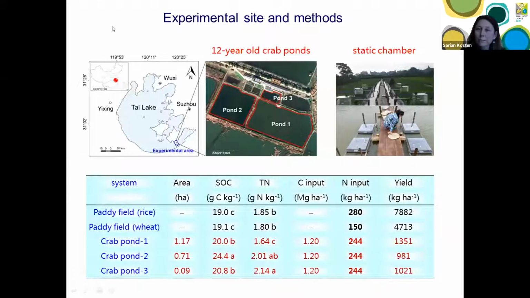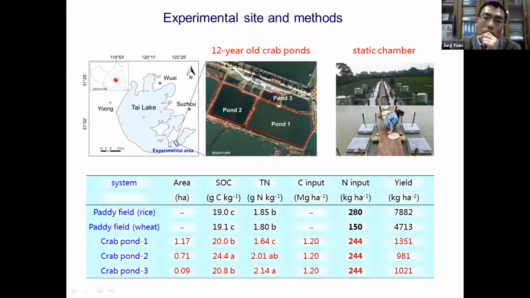Okay, we conducted the study in the basin of the Tai Lake in China. This is the third biggest lake in China, and we established three sites in these three ponds, and we measured the GHG emissions with the static chamber method. We also measured the GHG emissions in the adjacent paddy field, and we also measured the diffusive methane fluxes in this area.